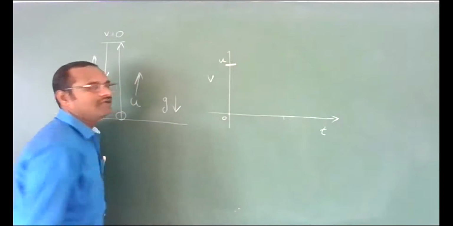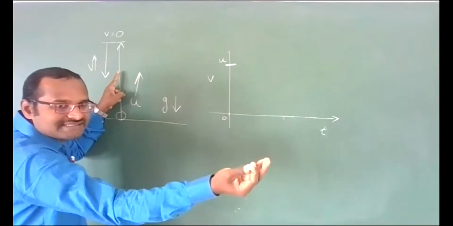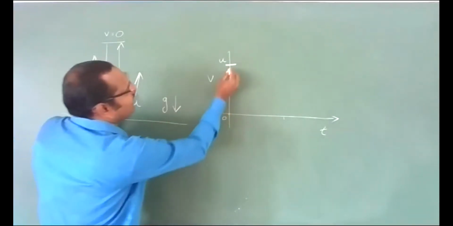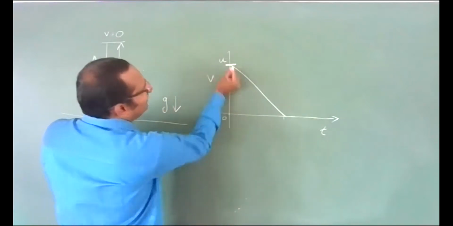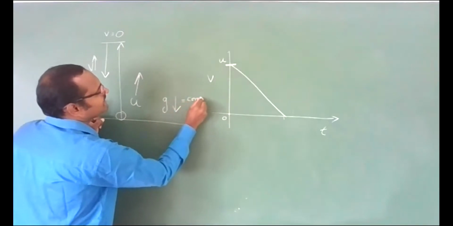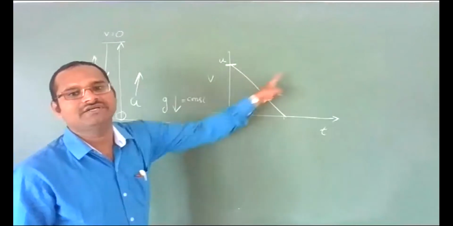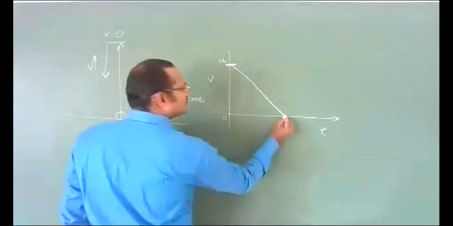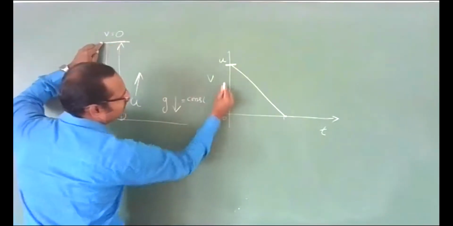Now, as it is moving up, as time passes, what happens to its velocity? Velocity decreases, so I have drawn it like this. Why have I drawn a straight line? Because g is a constant acceleration acting downward. That is the reason I have drawn a straight line. Here it has reached the maximum height, so velocity becomes 0.